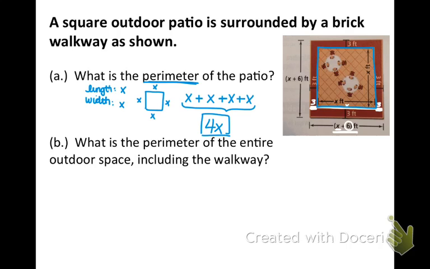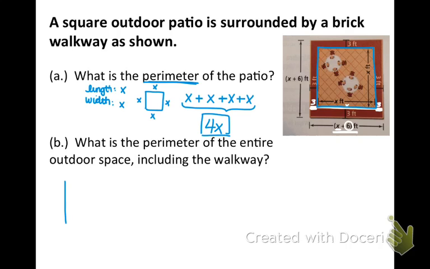Okay? Make sure that you carefully read the question, because you see, even I made a mistake there, not paying attention to what the question was asking. We're talking about perimeter. That's why we want to add up the sides. Okay, so the second one wants to know the perimeter of the entire outdoor space, including the walkway. So that's going to be the outside square.